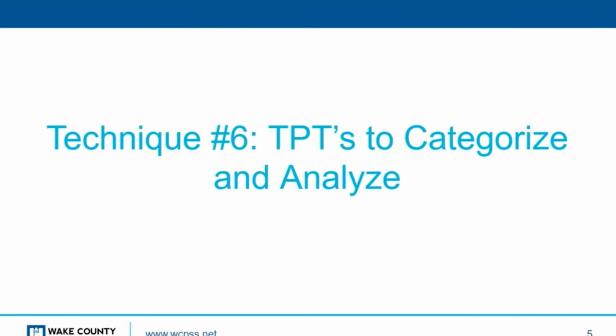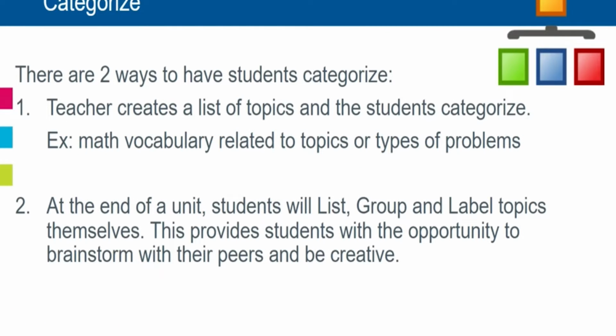Let's take a look at some TPTs to help students categorize and analyze. There are two ways to have students categorize. The teacher could create a list of topics and the students categorize the topics. So, for example, math vocabulary related to topics or types of problems. Also, at the end of the unit, students can list, group, and label topics themselves, and this will give students the opportunity to brainstorm with their peers and be creative.